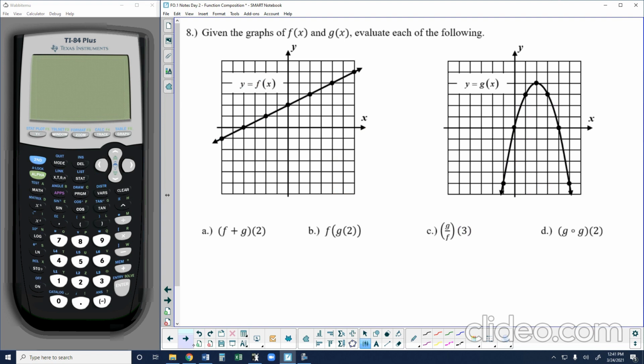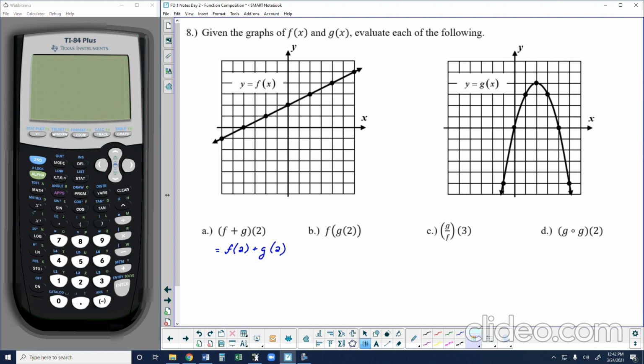So if I take a look at 8A, if you remember back to the previous notes video, which if you have not watched, you should pause this video and then go watch that one first. But if I take a look at 8A, I can rewrite the expression f plus g of 2 as f of 2 plus g of 2.